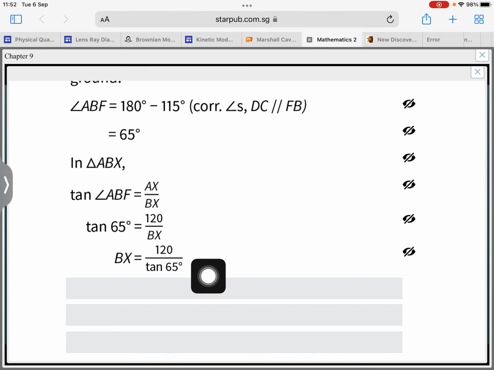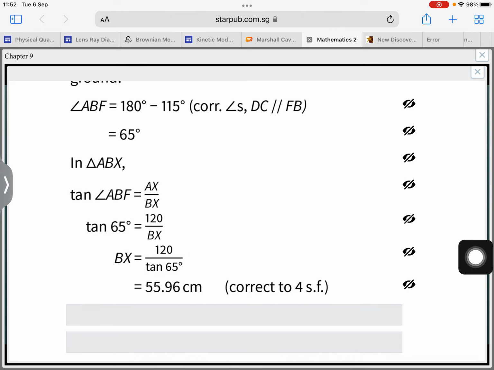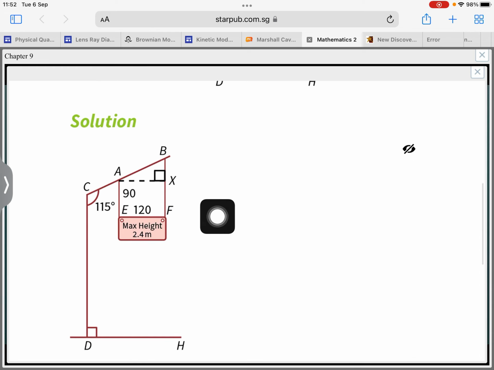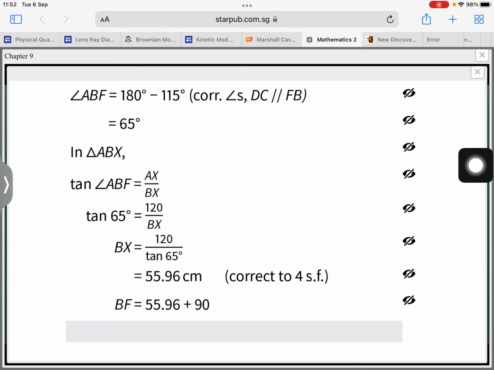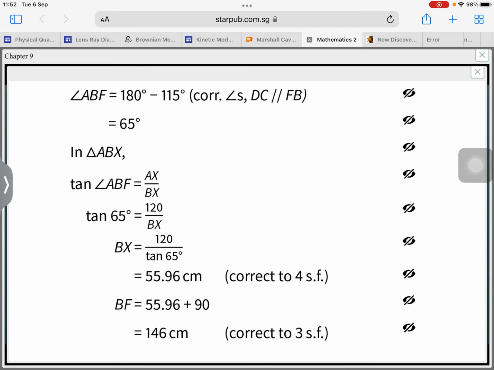Once you key into your calculator, BX is 55.96. Usually you do 5 significant figures instead of 4. Once you have this, you know that XF is 90. So take 90 plus this, then you can get BF. So BF is just that plus 90. To 3 significant figures, it is 146 cm.